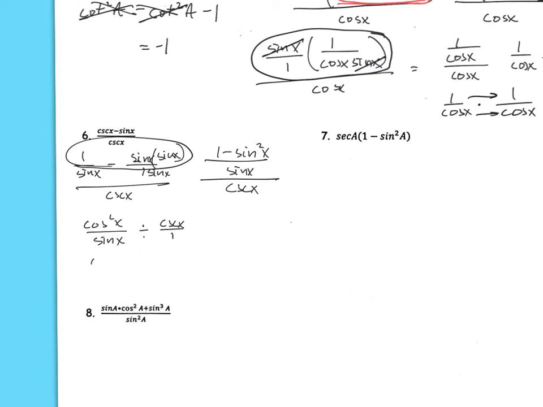Okay, so cosine squared over sine divided by cosecant. Cosecant is really 1 over sine. So now I'm going to flip over my second fraction. You can probably already see I'm trying to go through this very repetitively. The sines are going to cancel. So the answer to this one is cosine squared.